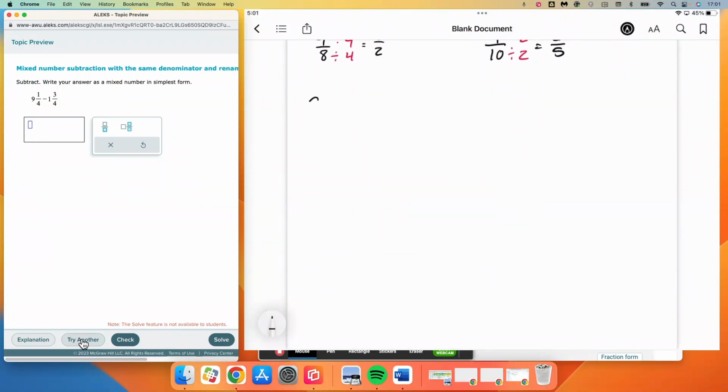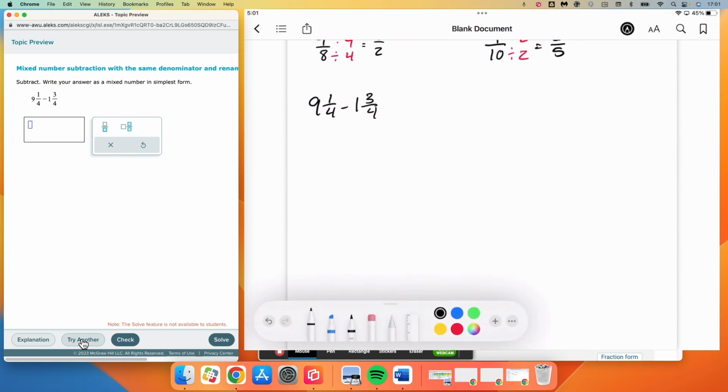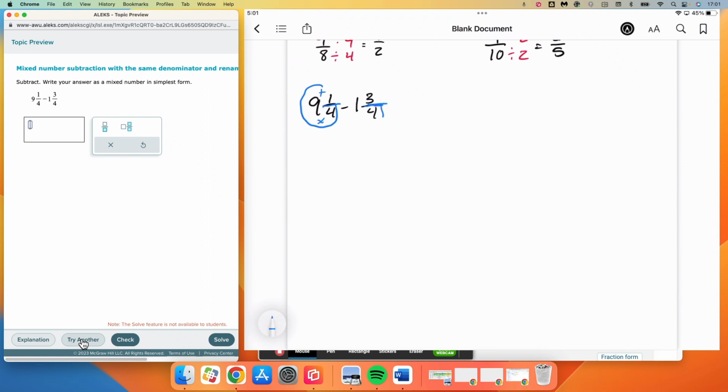Okay, we have 9 and 1/4 minus 1 and 3/4. So again, converting both of these to an improper fraction using the G method. I'm going to have 4 times 9 is 36, plus 1 is 37, over 4, minus 4 times 1 is 4, plus 3 is 7. 37 minus 7 is going to be 30. We keep the denominator of 4.